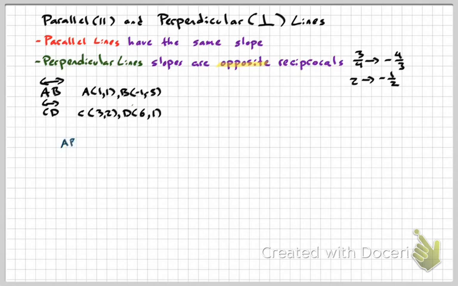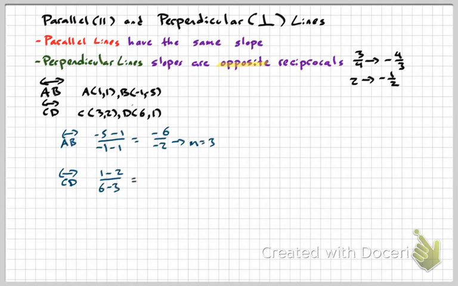So AB, that would be y2 minus y1 over x2 minus x1. So I get negative 6 over negative 2 for a slope of 3. For my next one, for line CD, I would do 1 minus 2 over 6 minus 3. That gives me negative 1 over 3. Negative 1 over 3 and 3, those are opposite reciprocals, so AB is perpendicular to CD.